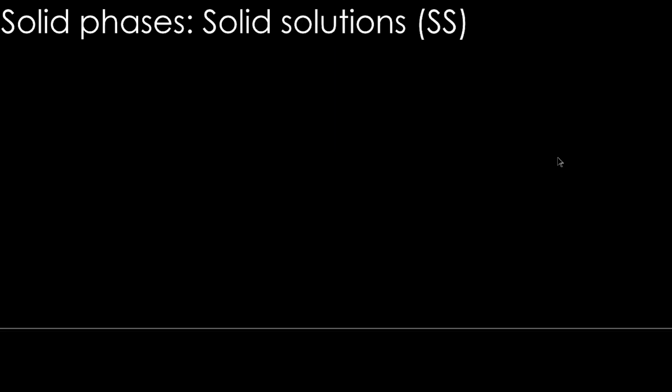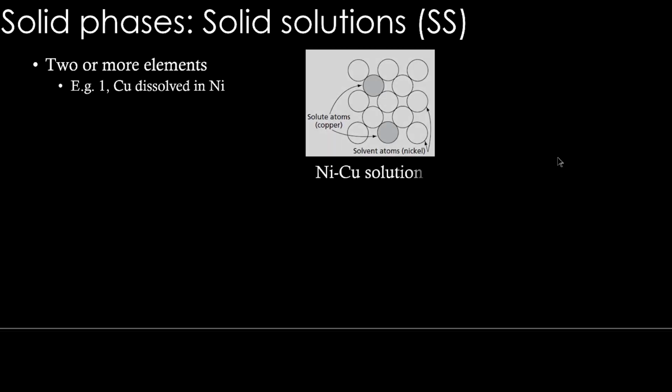Let us think about solid solutions, where two or more elements come together. Example 1 is copper dissolved in nickel. Let's think about the same pure nickel where some of the locations are not nickel anymore. These two are copper atoms now, sitting in the positions of nickel. So this is a nickel-copper solution, and the structure is obviously FCC.